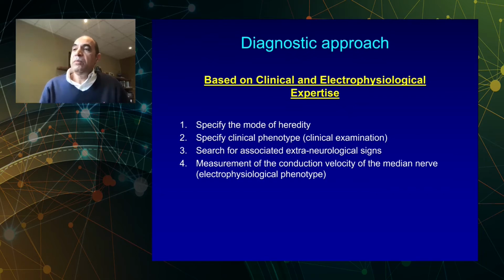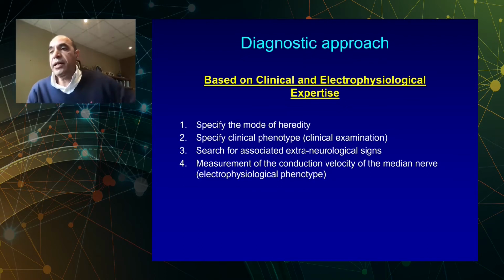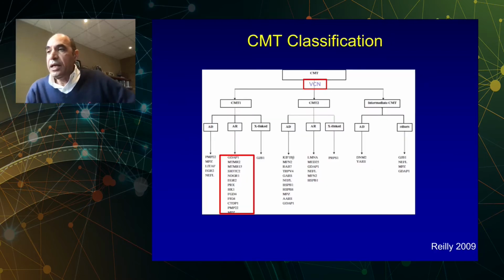So the diagnostic approach is based on clinical and EMG expertise, electrophysiological expertise. We try to specify the mode of heredity, to specify the clinical phenotype with clinical examination, search for associated extra-neurological signs and measurement of conduction velocity. In this way, we can determine different families of CMT and target the genes.